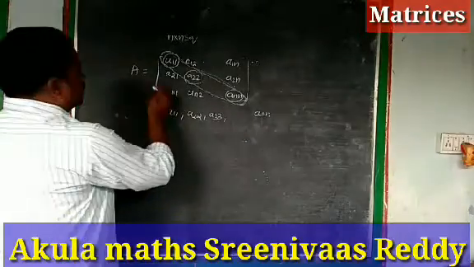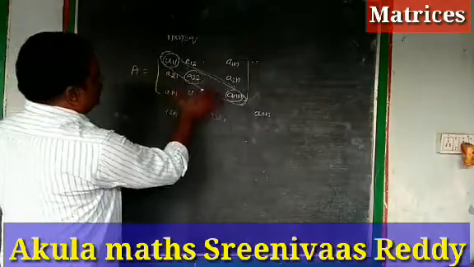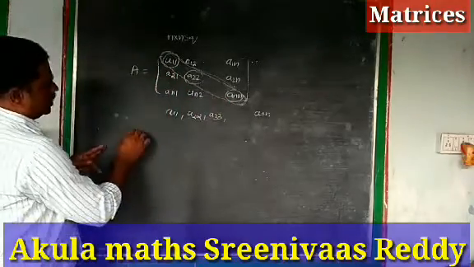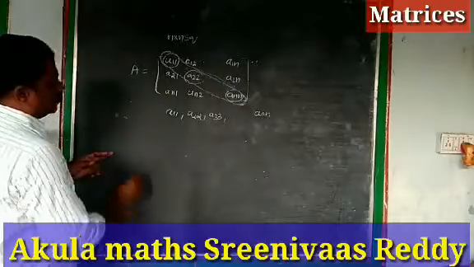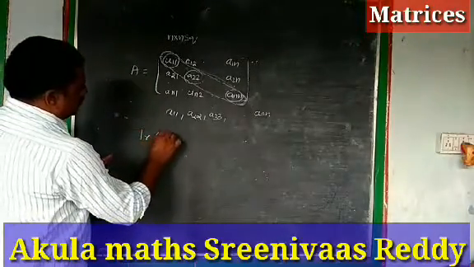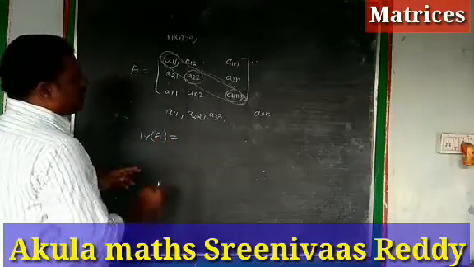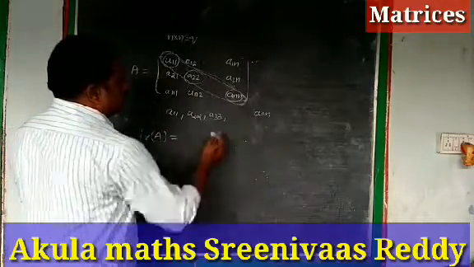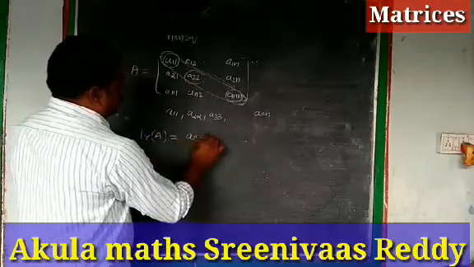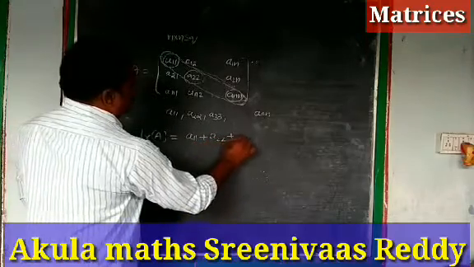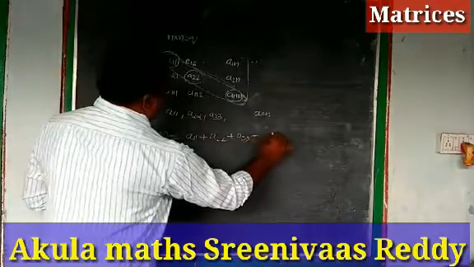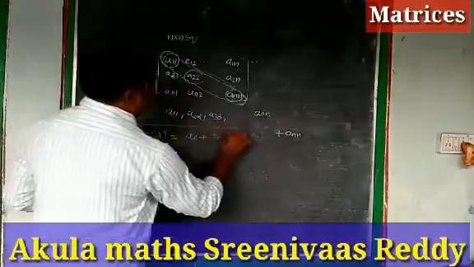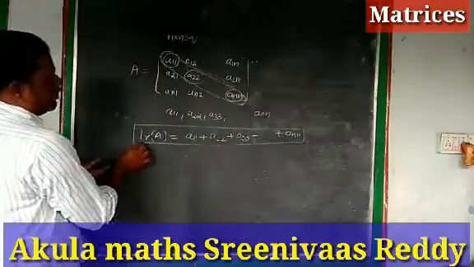Here, the sum of the diagonal elements means A11, A22, and so on, ANN. The trace of a matrix is denoted with TR of A. Trace of A is equal to the sum of the principal diagonal elements. These are the principal diagonal elements: A11 plus A22 plus A33 plus and so on, ANN. This is called the trace of a matrix.